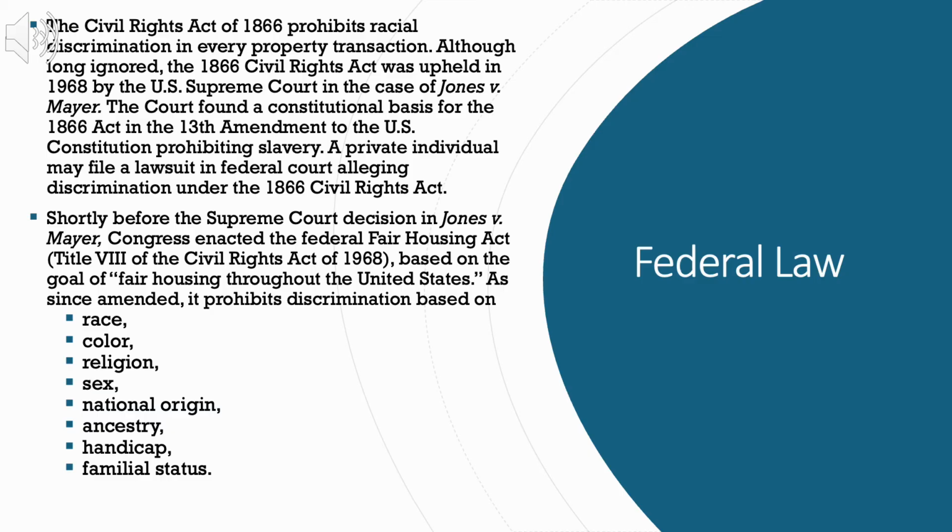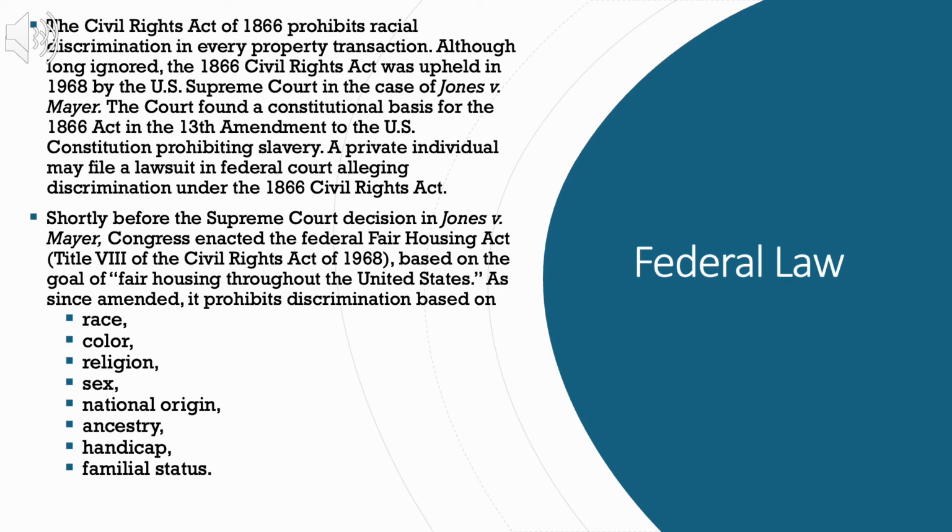Federal law. The Civil Rights Act of 1866 prohibits racial discrimination in every property transaction. Although long ignored, the 1866 Civil Rights Act was upheld in 1968 by the U.S. Supreme Court in the case of Jones v. Mayer. The court found a constitutional basis for the 1866 Act in the 13th Amendment to the U.S. Constitution prohibiting slavery. A private individual may file a lawsuit in federal court alleging discrimination under the 1866 Civil Rights Act.